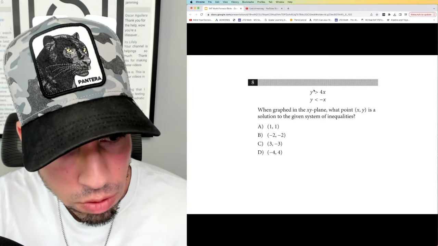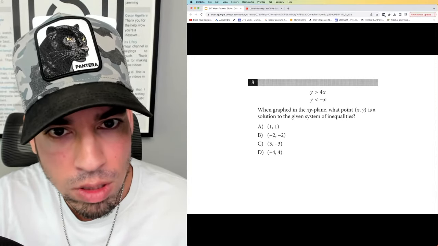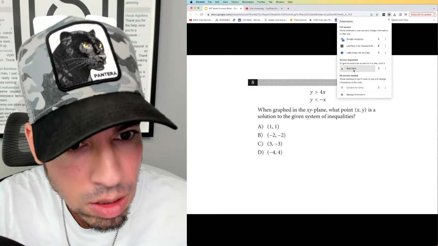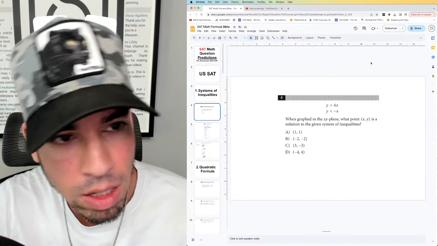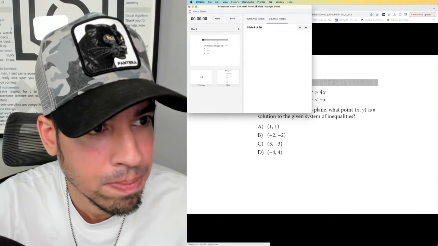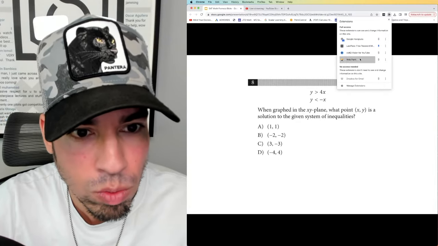I got 1, 1. Does it work for both? It fails for the first one. Out. -2, -2. Let's see if I can even get an annotation tool up here. Hold on, I have to do this. Get the web paint, and then I have to reload. Okay, hold on, let me go to presenter view again. Okay, here we go. So now I should be able to use web paint.